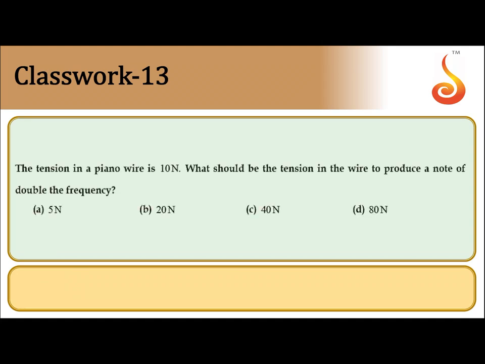Example 13. The tension in a piano wire is 10 Newton. What should be the tension in the wire to produce a note of double the frequency? Okay. You know that the frequency is given by 1 by 2L square root of T by M, where M is the mass per unit length. This is applicable in the case of a stretched string. So notice that frequency is directly proportional to square root of T.